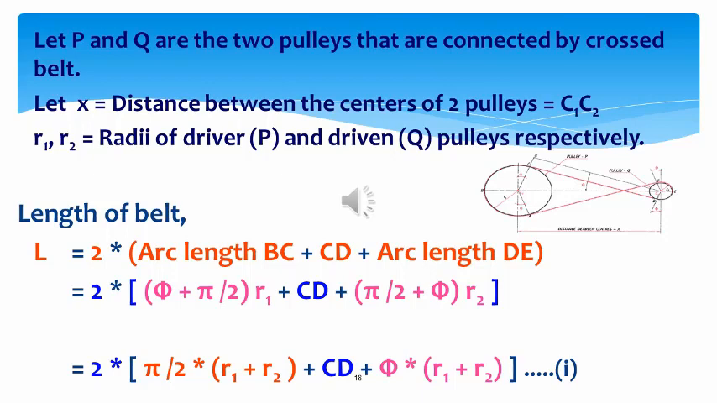The length of the belt is equal to 2 times (arc length BC plus CD plus arc length DE), or 2 times (phi into (pi by 2) R1 plus CD plus (pi by 2 plus phi) into R2), or in other words, taking the R common, we will get 2 times (pi by 2 into (R1 plus R2) plus phi into (R1 plus R2) plus CD). Let this be equation 1. Now let us derive or deduce the expression for CD.